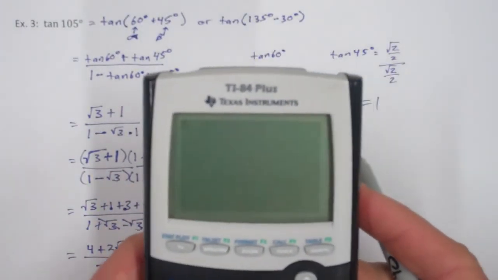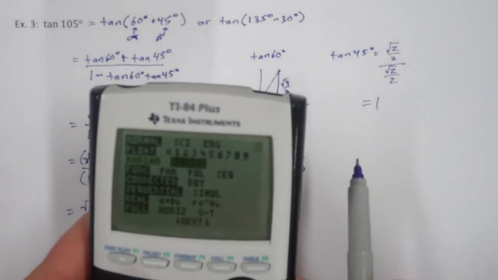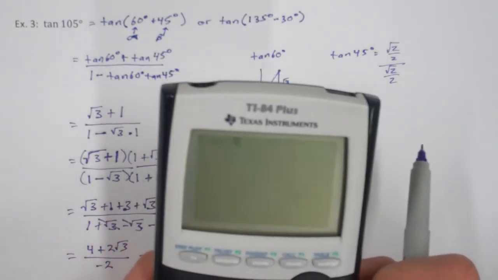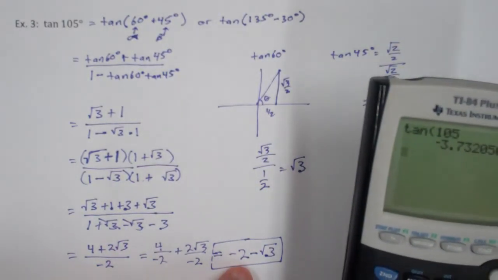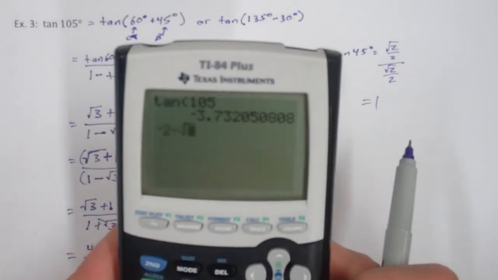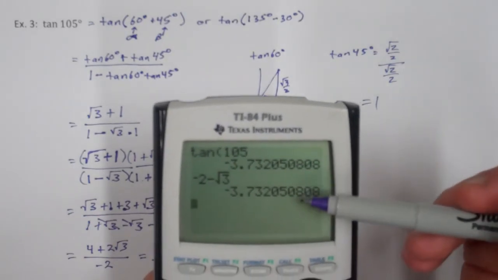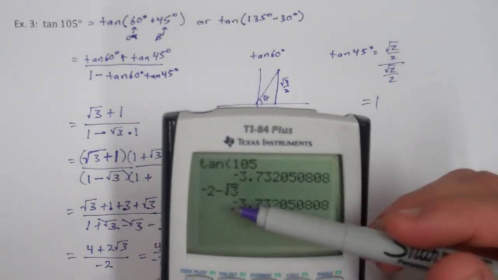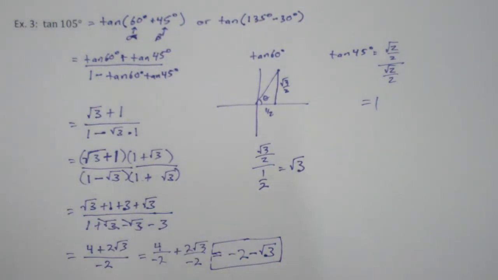However, we could see if this thing is right. So let's make sure we're in the right mode first. There's our degree mode. We'll do the tangent of 105 and hit enter. And we're hoping that this whole thing works out to be that. So let's type that in. Negative 2 minus root 3. And voila, it is. It's actually the same value. The tangent of 105 is equal to negative 2 minus root 3. And we are finished.